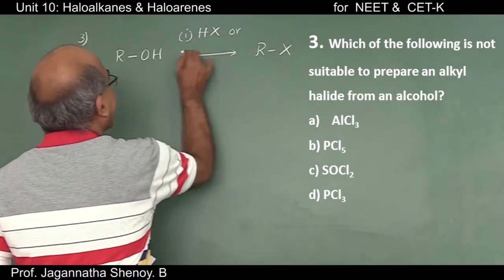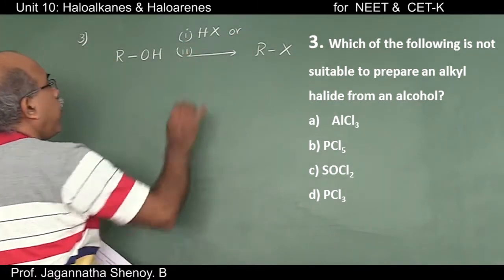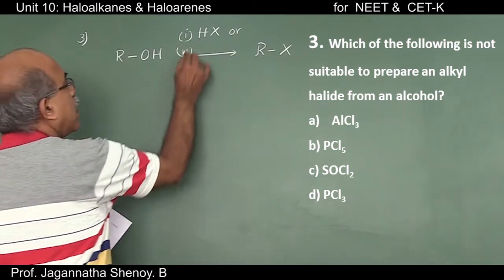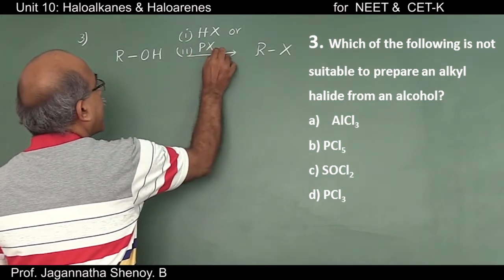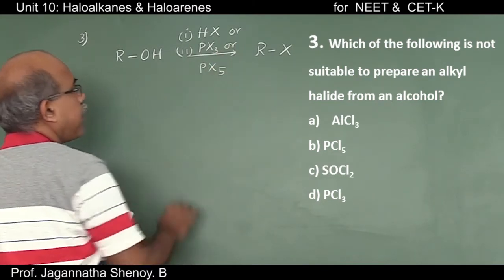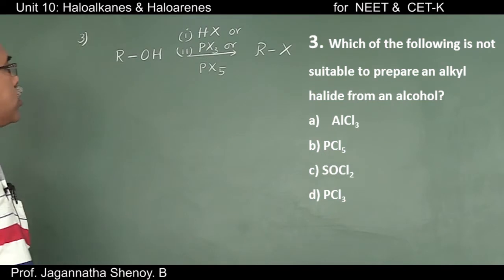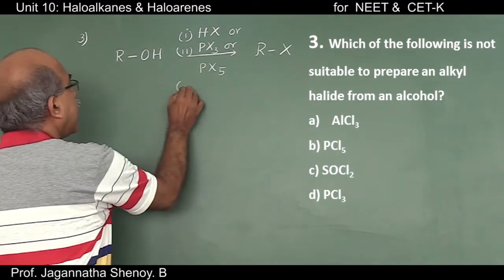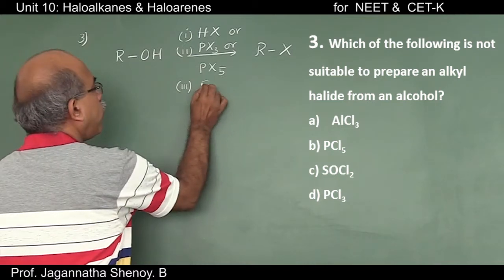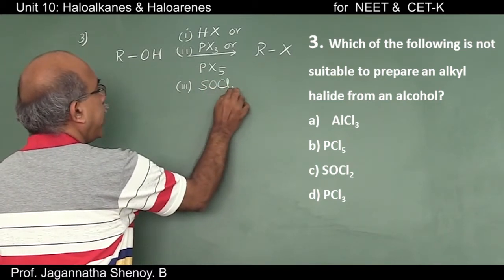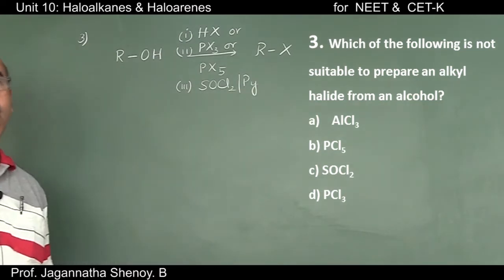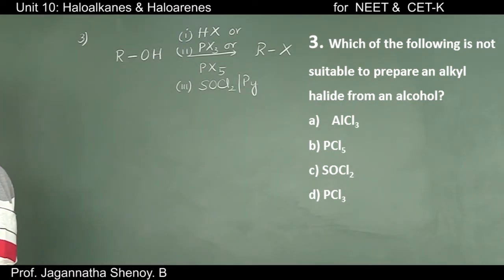Or I can go for phosphorus trihalides and pentahalides. I can go for PX3 or I can go for PX5. Also, if it is a chloride, I can also go for thionyl chloride in presence of pyridine. You know, the reaction is called Darzens reaction.